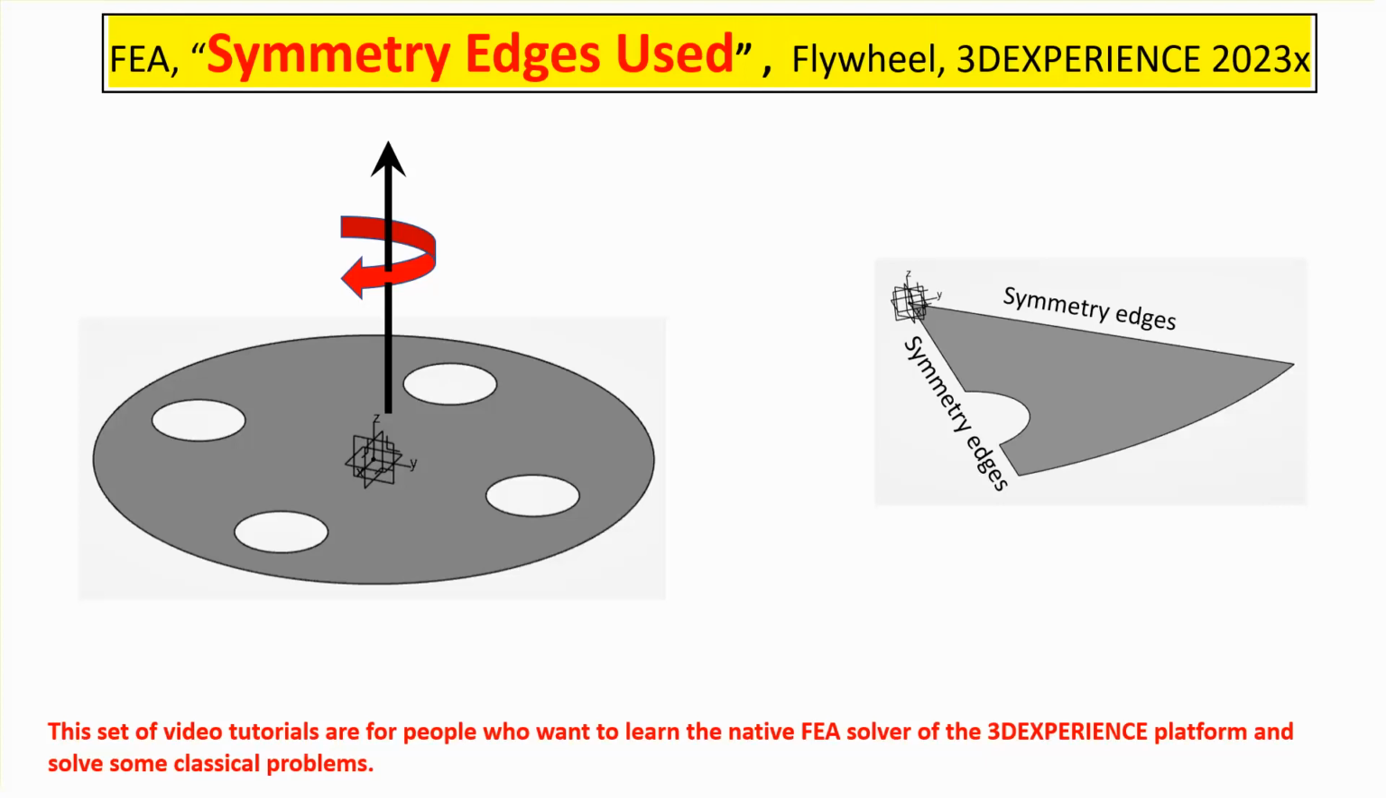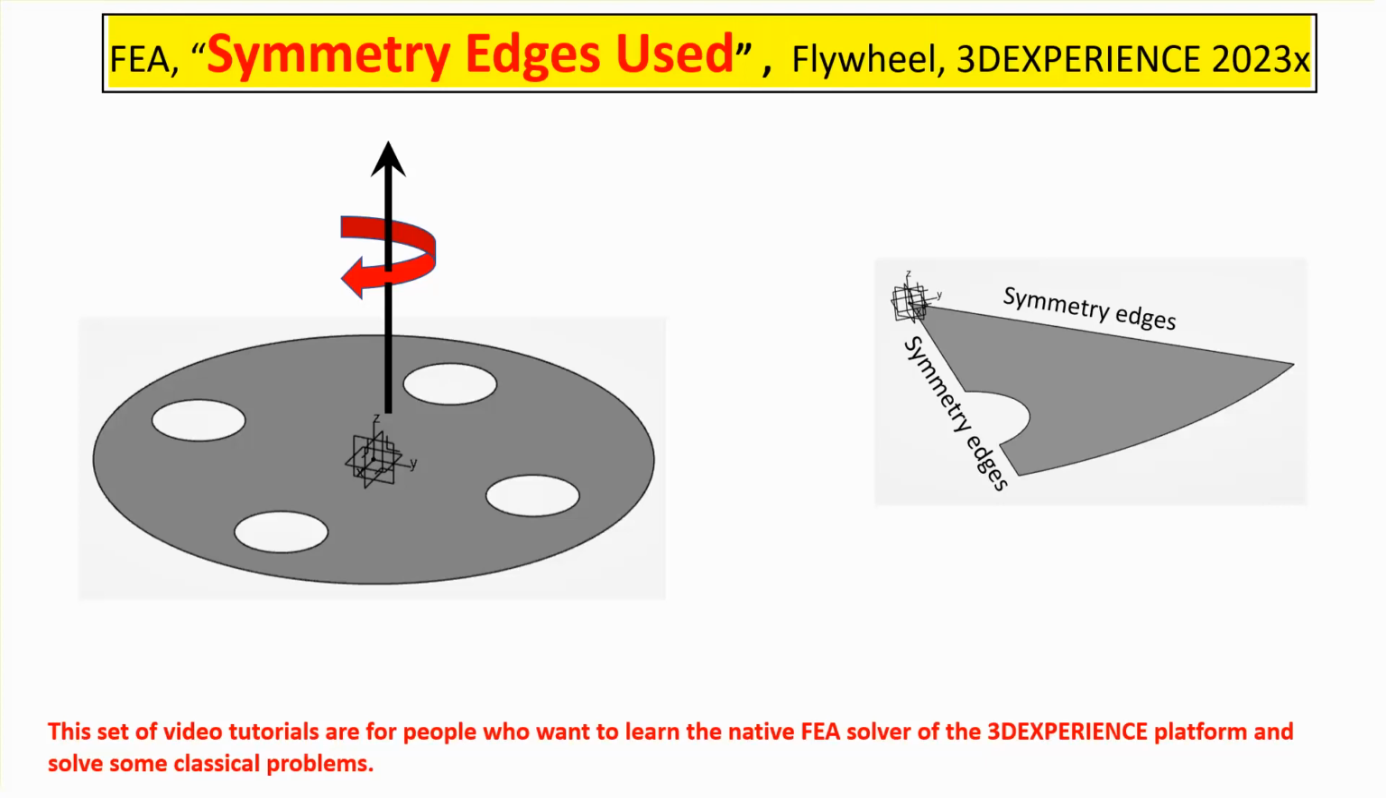However, I will be using symmetry, or what is called cyclic symmetry, in order to model 1/8 of this instead of modeling the entire geometry. Because when you think about it, that's the minimum geometry that's needed to see how the stresses look throughout the entire full flywheel model.